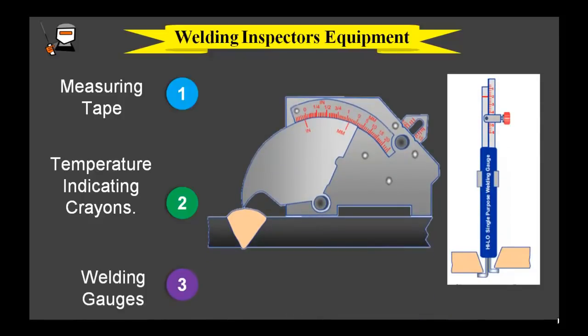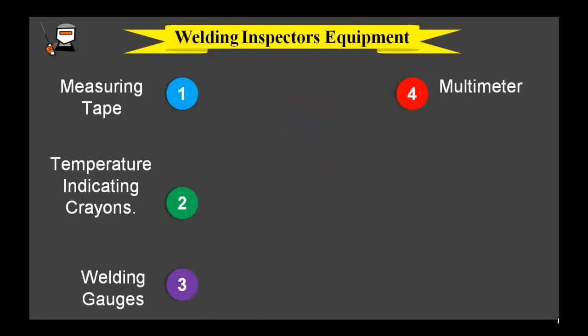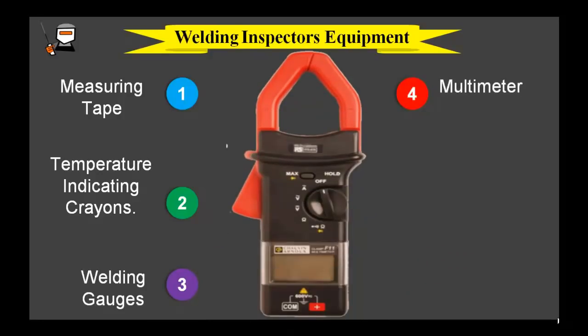We have already discussed eye gauge and cam gauge in the previous slide. You can use this multimeter to measure the voltage and amperage, meaning whether the welder is using the right welding current or voltage according to the WPS during welding.